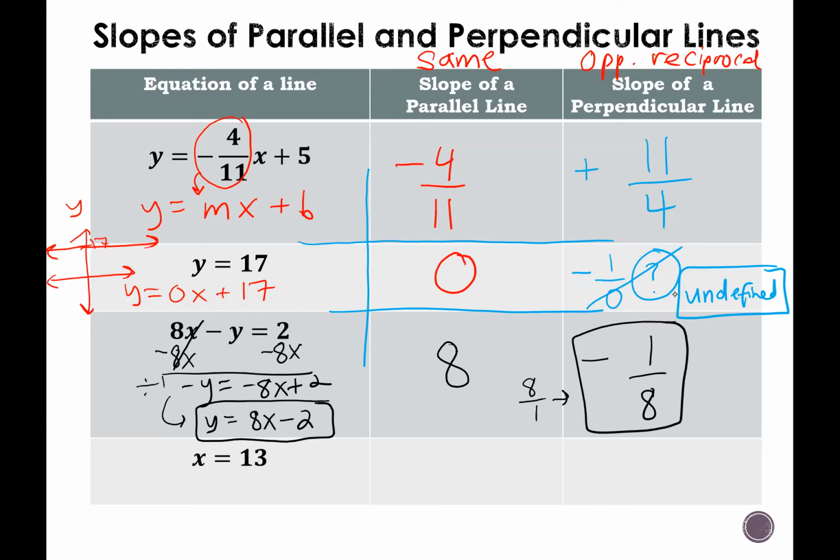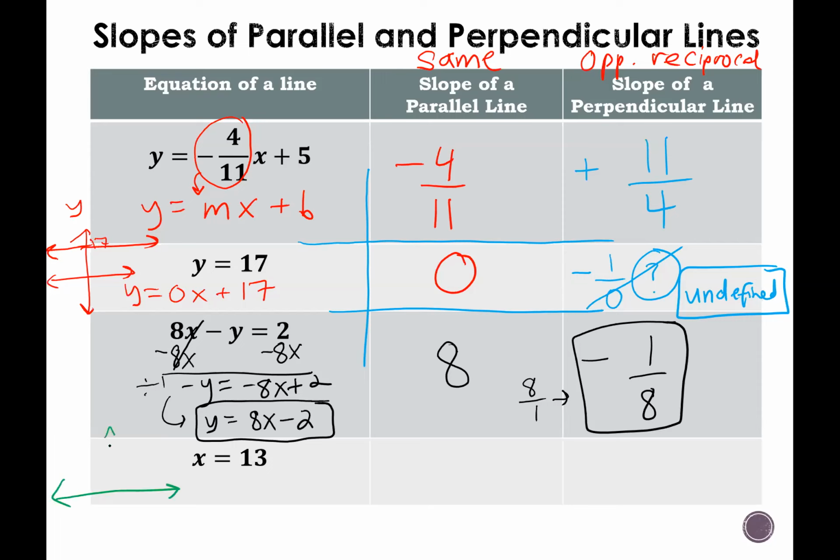Okay, so we started with 8x minus y equals 2. We solved for y and got y equals 8x minus 2. Our slope was 8. The slope of a parallel line was also 8. The slope of a perpendicular line would be negative 1 over 8. So that's the opposite reciprocal of 8. Okay, one more row to fill out in this chart here. Our last equation is x equals 13.